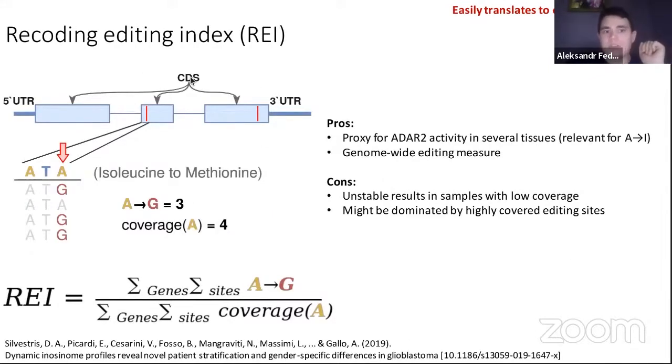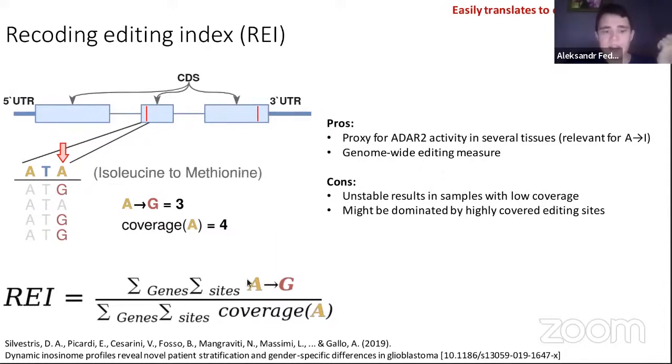One more interesting index you can consider to analyze is the so-called recoding editing index. Imagine a gene and a few editing events which happen in the coding sequence. Editing leads to a non-synonymous codon change. For example, here A to A is easily seen, and after editing we have A to G, which is methionine.